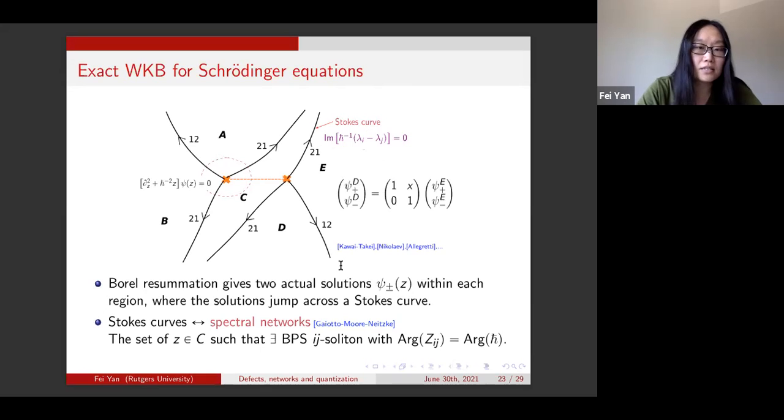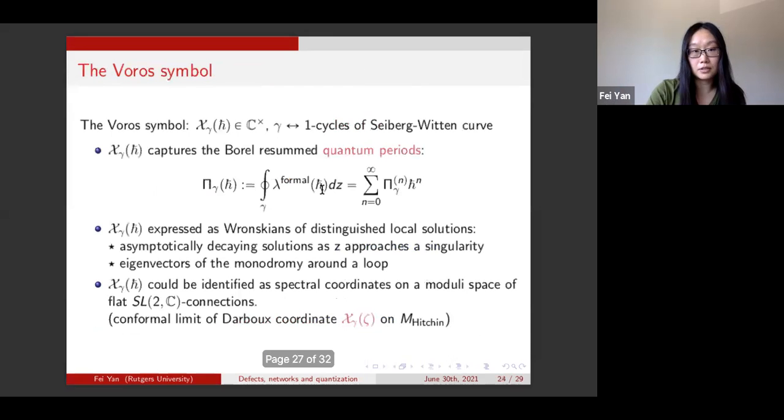And how do we understand this from the surface defect point of view? The Stokes curves have appeared for a long time, actually. They go under the name of spectral networks. And from the surface defect point of view, these curves on the Riemann surface C correspond to the set of z in C, because z is like a Fayet-Iliopoulos parameter for the surface defect theory, such that there exists a BPS soliton whose central charge has the same phase as the phase of h bar. So on the one hand, you have the exact WKB analysis, you have the Stokes curve. On the other hand, physically, they're related to the BPS soliton spectrum of the surface defect that you're considering.